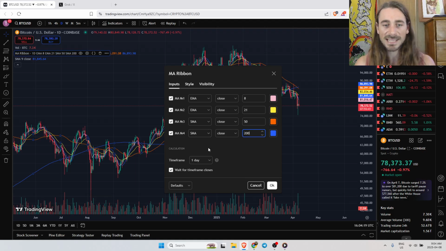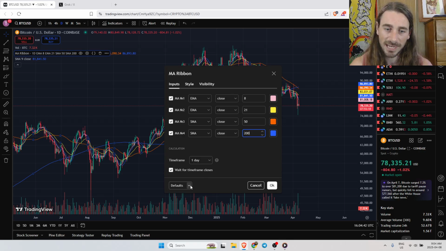So for my high time frame moving averages, like the 50-day and the 200-day, I use the simple moving average just to get rid of more of the noise because it's more of a high time frame signal. The 8-day and the 21-day are shorter time frames. They're going to be able to capture a bit more of the price action going on intraday. So these ones I have as exponential moving averages, and then these ones I have as simple moving averages.